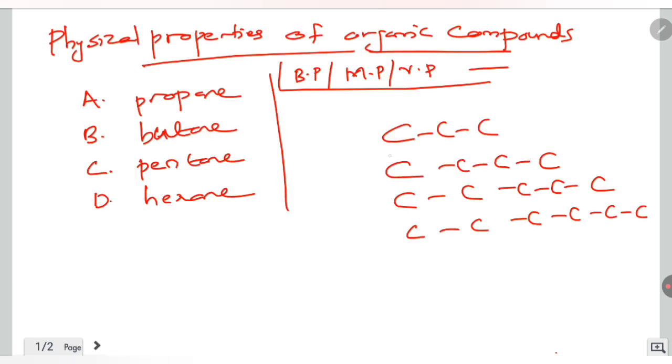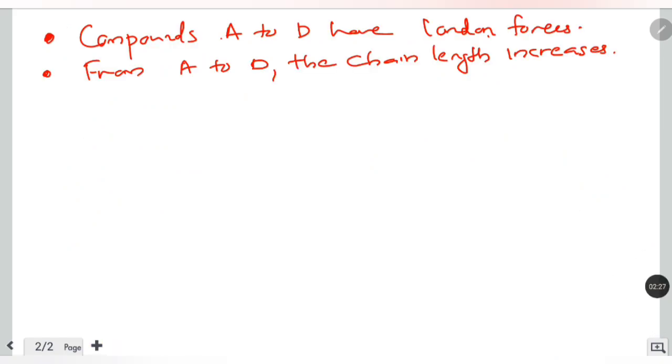And then from there, you need to explain the difference in the chain length, because you can see there is a structural change, right? So we are going to say from compound A to D, what happens to the chain length? The chain length increases. So that's how we are explaining their difference. Okay. Now, so the difference is the chain length.